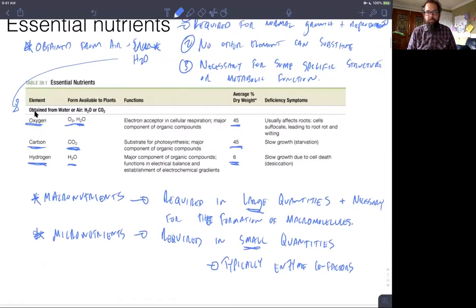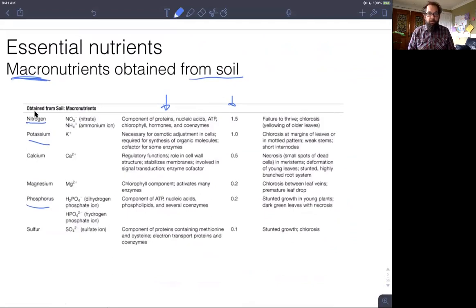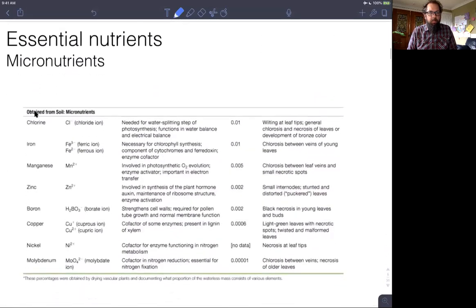So this is the average percentage of dry weight, and then some of the deficiency symptoms, and we'll talk about those a little bit later. But the main point here is that macronutrients also include elements like nitrogen, potassium, phosphorus, calcium, magnesium, sulfur. These are ones that are needed in relatively large quantities and for the formation of macromolecules. Along with those, other essential nutrients include these micronutrients. And so these are ones that are needed in much smaller quantities.